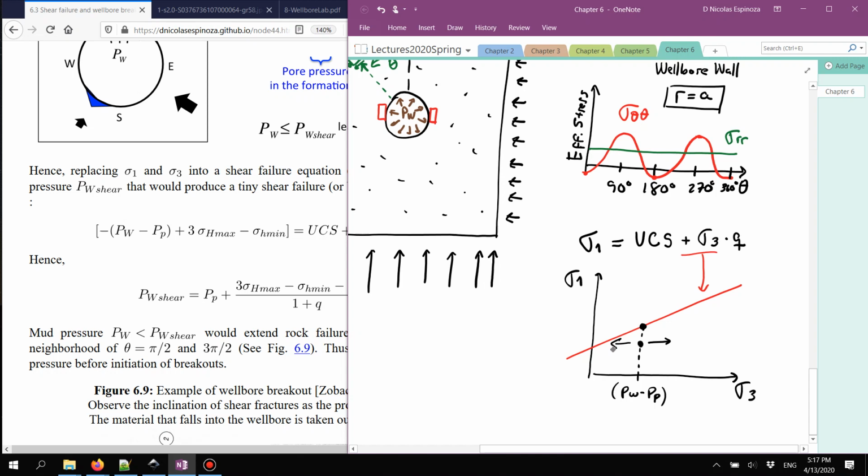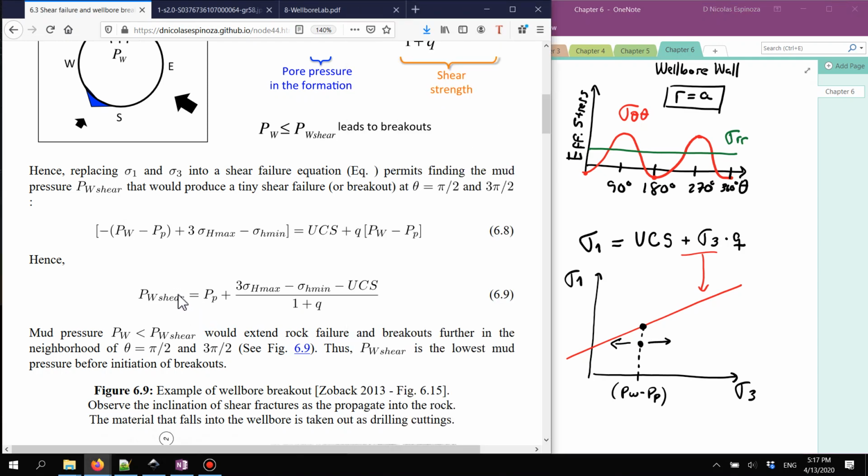So the lower the effective radial support, that would mean a lower value of this, the closer you're going to be to shear failure. And there is going to be a minimum value of Pw for which I'm going to be at shear failure, and this is the value that we call Pw shear. When I get to Pw shear, that's going to mean that for that effective radial stress support, I could be at shear failure.